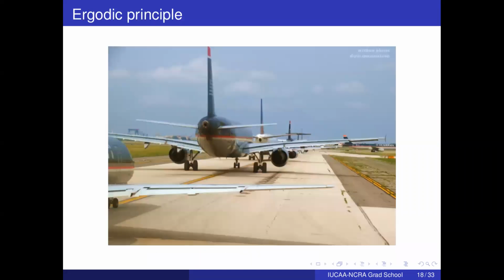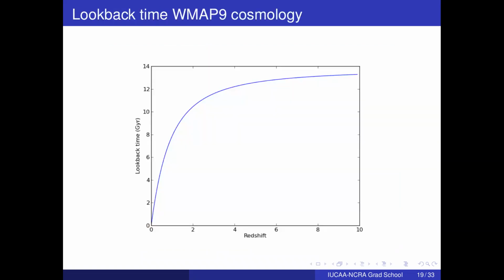They use the ergodic principle again. Now this is a plot for the WMAP9 cosmology of the look back time in gigayears. So by the time you go to redshift 2, your look back time is already just above 10 gigayears. The universe is 13.7 gigayears old.